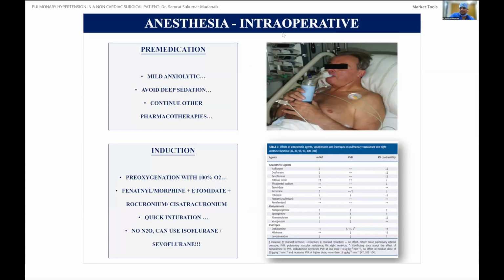So how do we manage these patients perioperatively? In the pre-medication, you need to give mild anxiolysis. You should avoid deep sedation in these patients. You should continue other pharmacotherapies of these patients, especially on the day of surgery. Induction can be a standard induction. Pre-oxygenation is always important in these patients. Fentanyl or morphine can be used. Etomidate can be used. Rocuronium, cisatracurium can be used. Make sure that the intubation is as quick as possible in this subset of patients. And you should not use nitrous oxide in these patients. Isoflurane, sevoflurane, or other inhalation agents can be used.